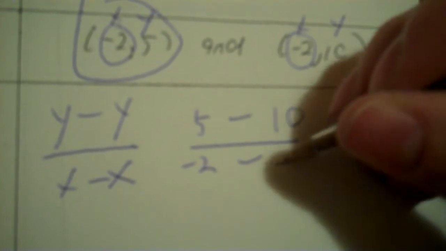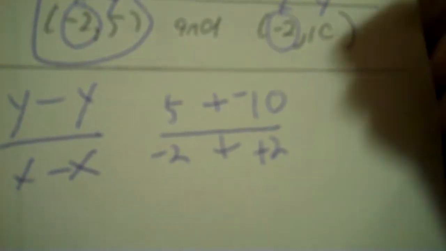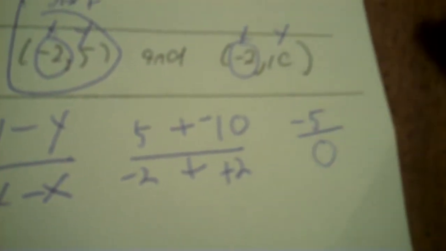Okay, xy, xy. Now if I look at my x coordinates and compare those, they are both equal. So it doesn't matter where we start. I'll just start at the first one then. So 5 over negative 2, and then 10 over negative 2. So that's plus negative, that's plus plus. So 5 plus negative 10 is negative 5. Negative 2 plus 2 is 0. Okay, you got a 0.